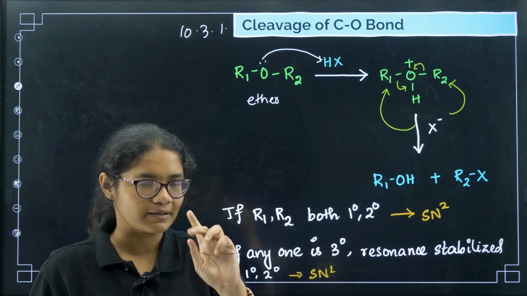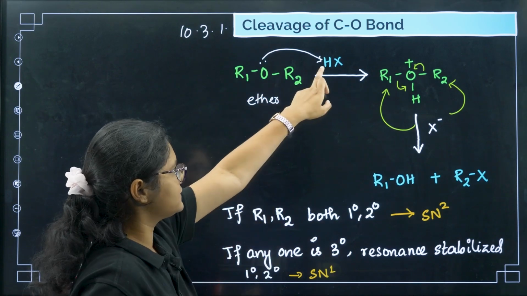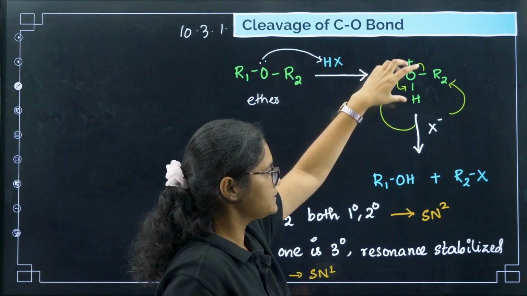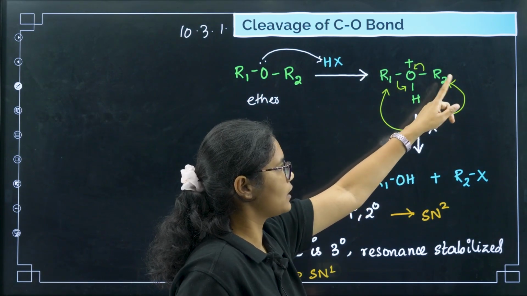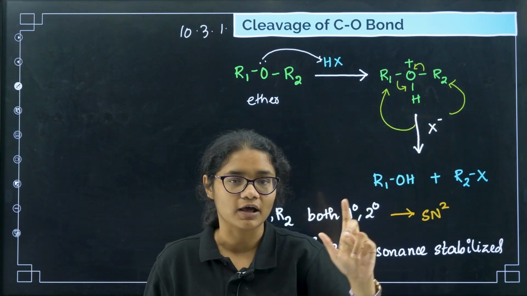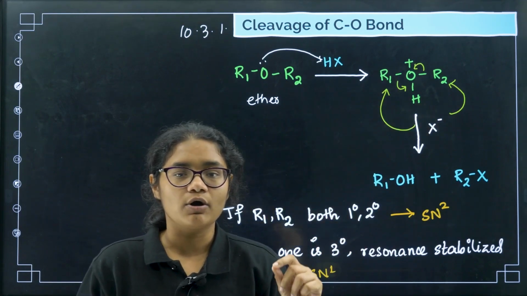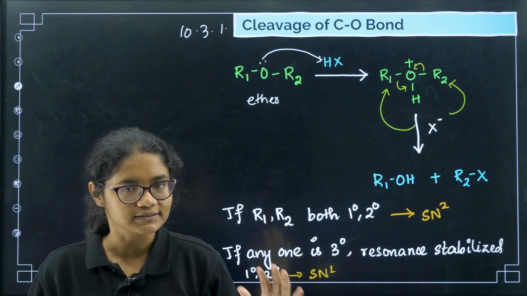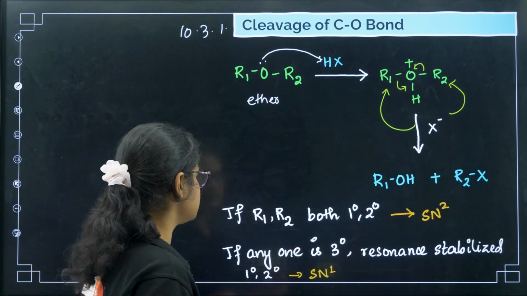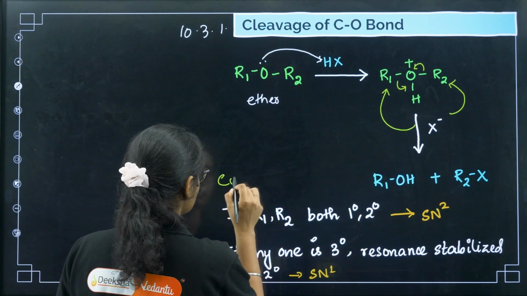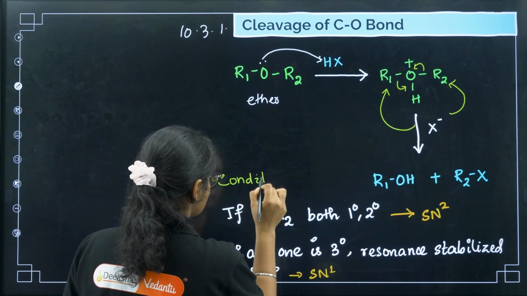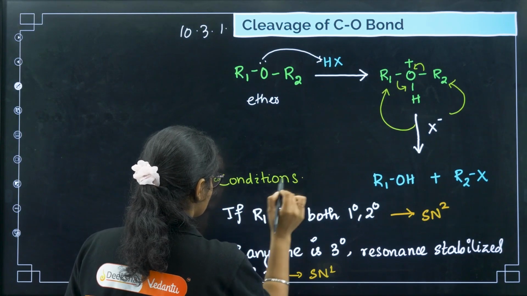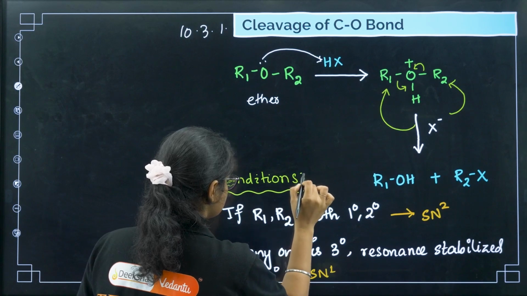So the first step is very clear. O takes this H plus and we get a compound like this. Now X minus can attack either on R1 or on R2. Whether it will attack on R1 or R2 depends on the two conditions that we are going to discuss. The conditions, that you must remember.